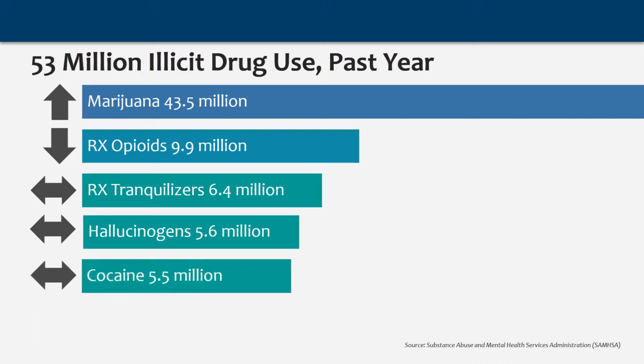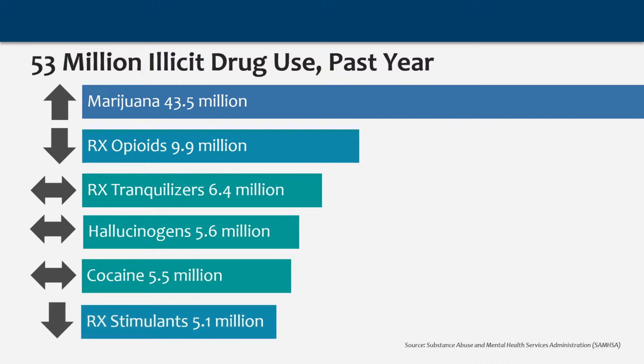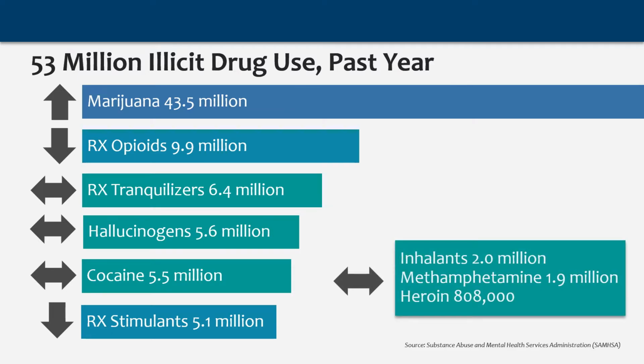Cocaine, including crack cocaine, 5.5 million, which was similar to the past year. Prescription stimulants, 5.1 million, which was lower than the past year. The last three were all at similar rates to the last year. Inhalants, 2.0 million, methamphetamines, 1.9 million, and heroin, 808,000.